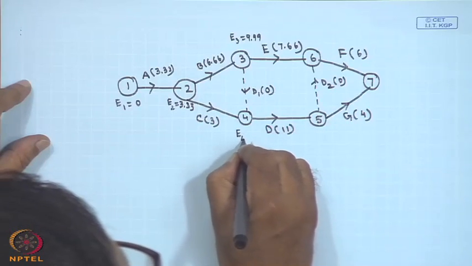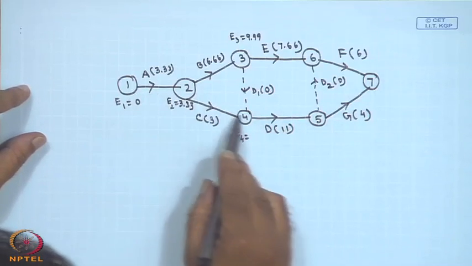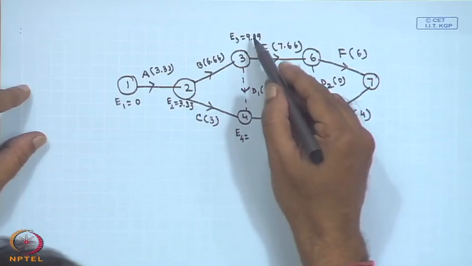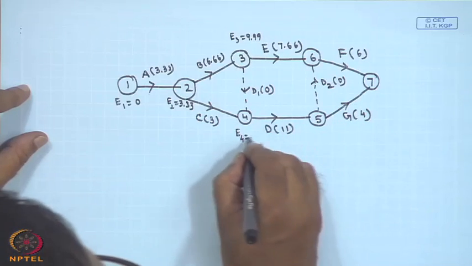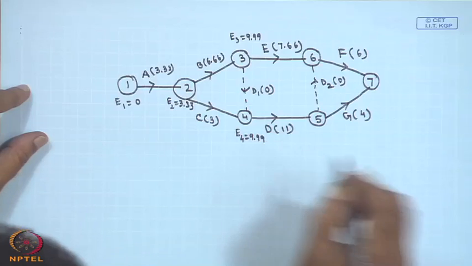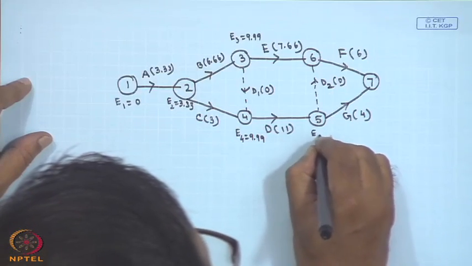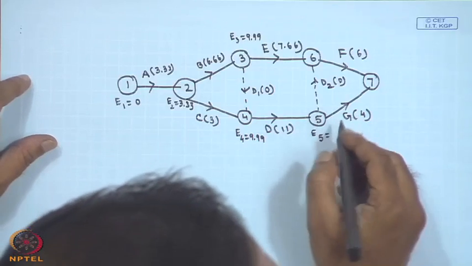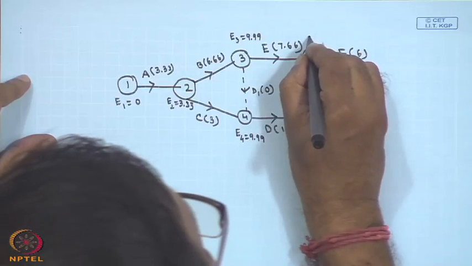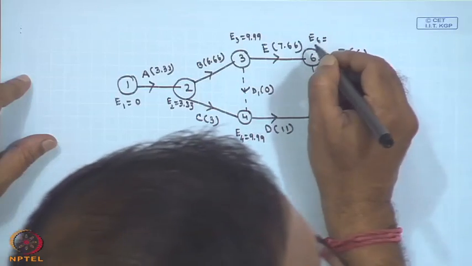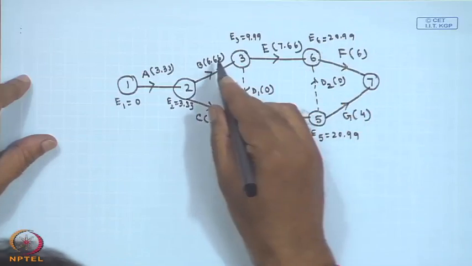Similarly, your E 4, this will become how much? E 4, you see in this side, if you go 1, 2, 2, 4, it is 3.33. On this side, if you go 9.99, maximum of these two, since you are using forward pass, so it will be 9.99. Basically, we have discussed these things in the last class when we are solving the problems. So, I am not wasting time on that. I am directly going to E 5. E 5 will be 20.99.